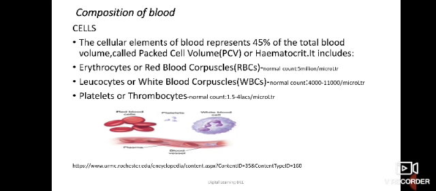Leukocytes or WBCs are white blood corpuscles. The normal count of these is 4,000 to 11,000 per cubic millimeter of blood. The platelets in the blood are also called thrombocytes. They account for about 1.5 to 4 lakhs, on an average 2.5 lakhs of platelets per cubic millimeter of blood.